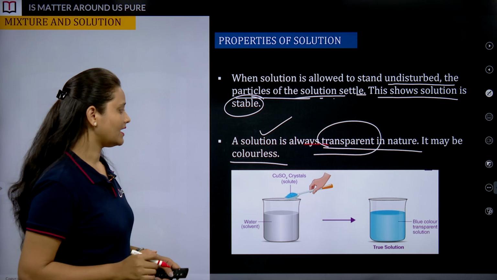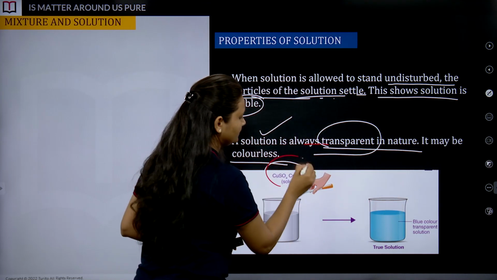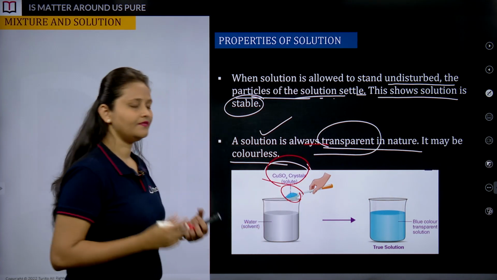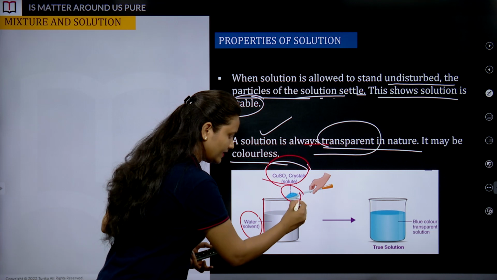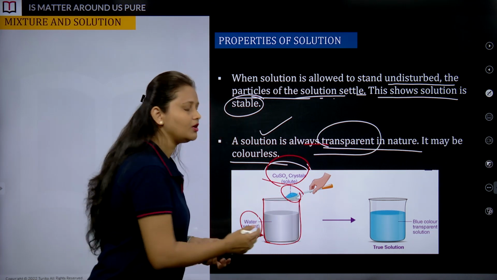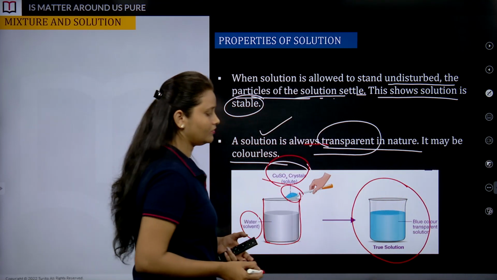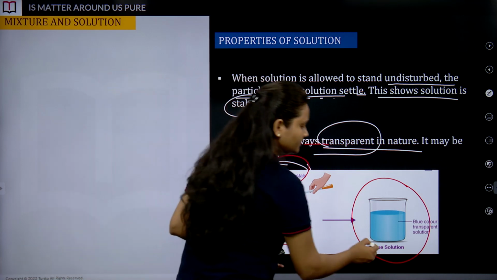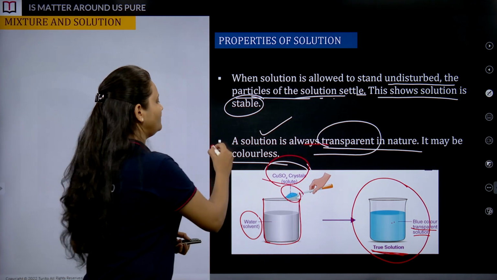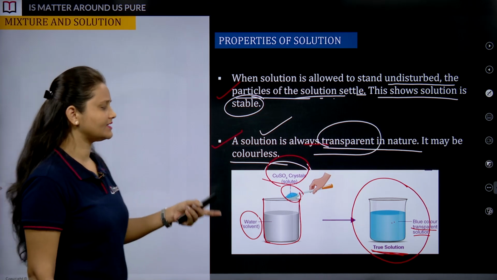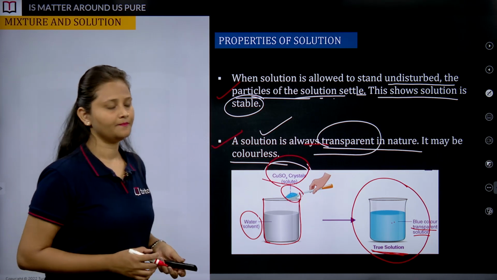Here is an example, students. We have taken copper sulfate, these crystals which are blue in color. Copper sulfate is a type of salt which is blue in color, and that is your solute. Water is the solvent. We are making a copper sulfate solution. This is the formation of the copper sulfate solution. It is a true solution because it is transparent. Make a note of this point also quickly. They are transparent, most of the time colorless, and the particles can get settled.